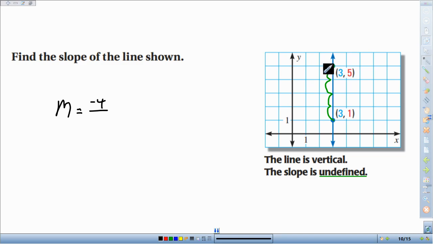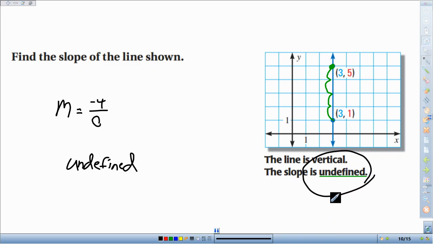Okay, what is my run? How far left and right do I need to go to get level with this point? I don't need to. So my run is a 0. Okay, and we ended up with a ratio with a 0 in the denominator, which is not possible in math. So the slope on this thing is undefined. Okay, so just remember vertical line, if you ever see it on a graph, boom, undefined.